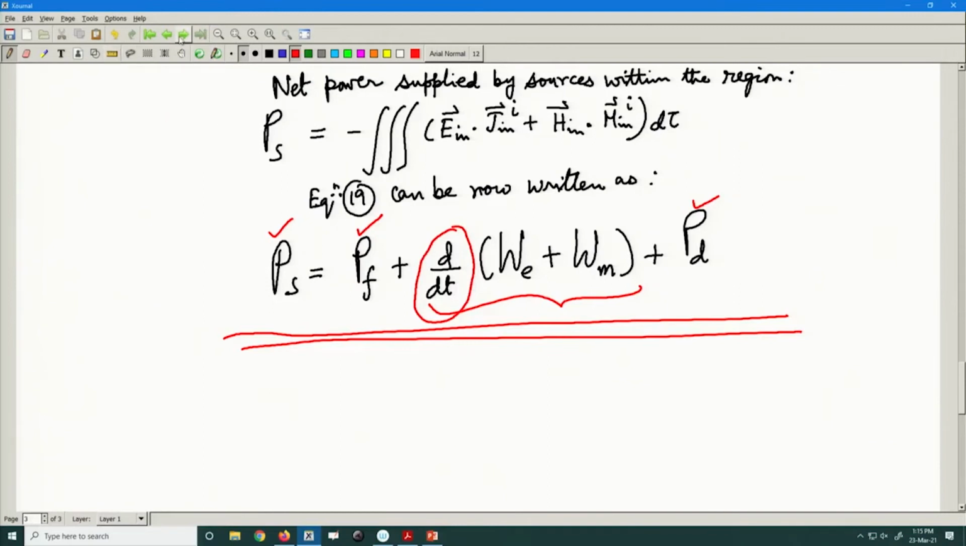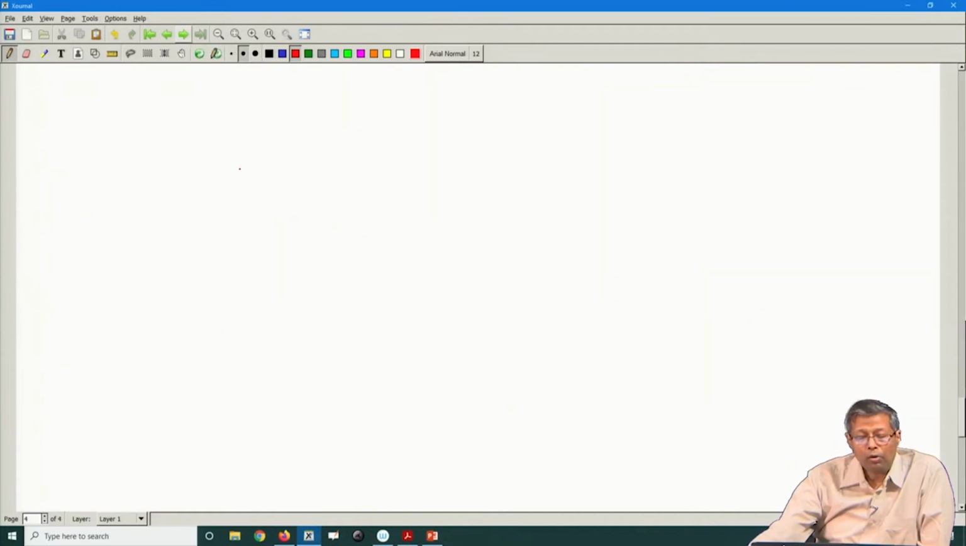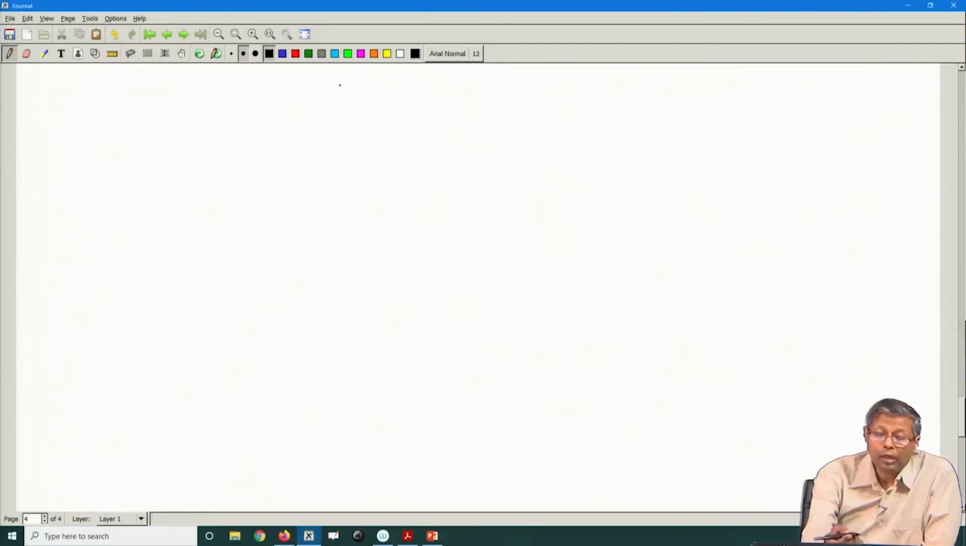Now, let us go to the time harmonic form of these same equations. The point form, the integral form, and then graduating to the Poynting vector, the relationship between the instantaneous form and the time harmonic form, and finally, the statement of the power conservation in the time harmonic form.